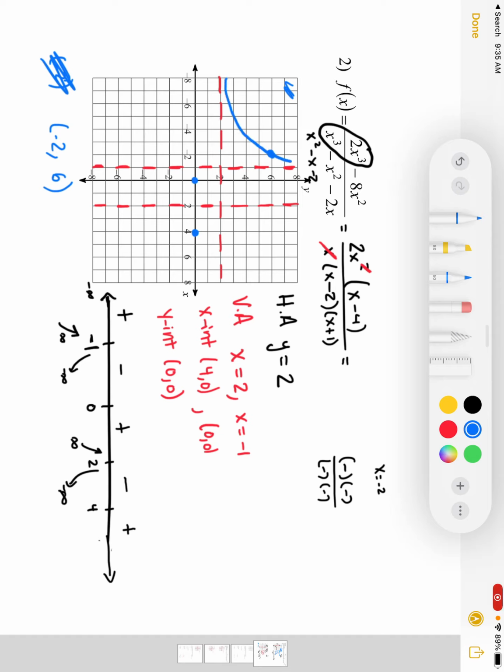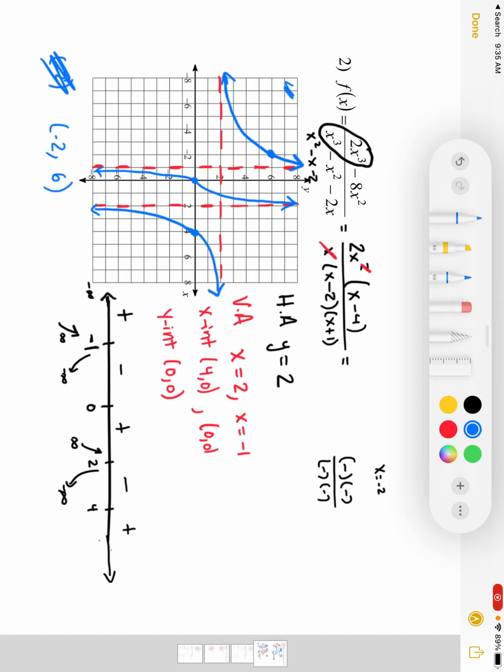Remember, most rational functions are going to behave where they approach asymptotes. We're going to draw the next part of our graph like this. So from -infinity to -1, the graph is positive. From -1 to 2, it's negative. From 2 to 4, the graph is negative. And then from 4 to infinity, the graph is positive. So that's what we need here.